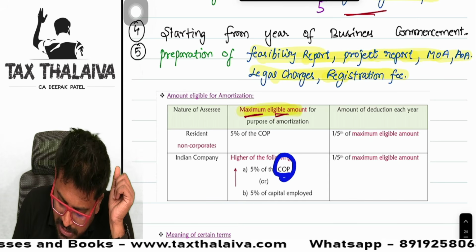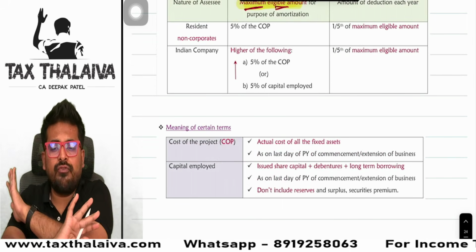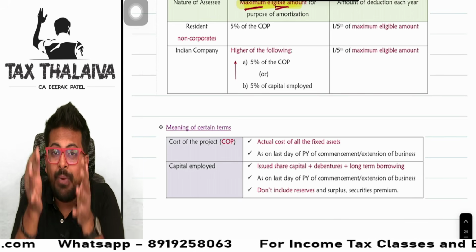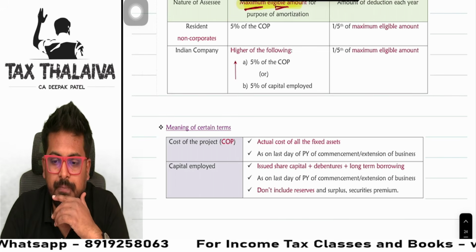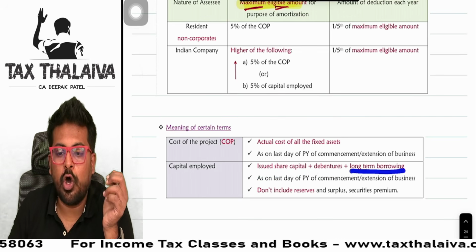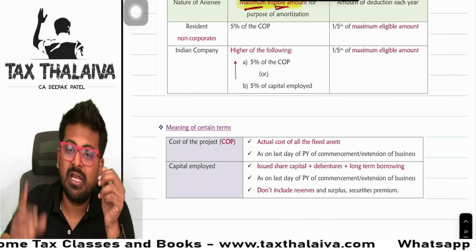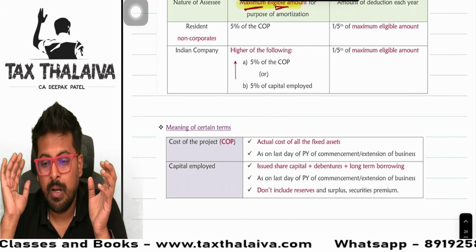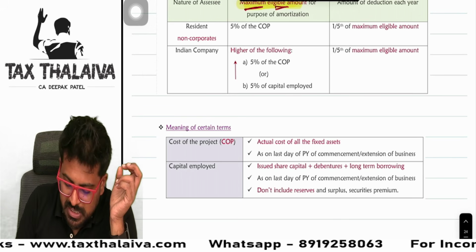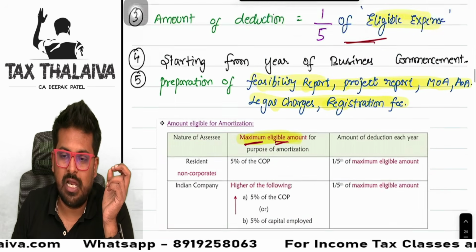Now, what is cost of project and capital employed, sir? You will get it out. See, cost of project means actual cost of all the fixed assets which you have as on the last day of the previous year in which you started the business. And capital employed means issued share capital plus debentures plus long-term borrowings, all these put together as on the last day of the previous year in which you commenced your business. But mind you, here you should not include reserves and surplus and securities premium. So this you will consider for cost of project and capital employed, and only 1/5 of the expenditure is allowed.